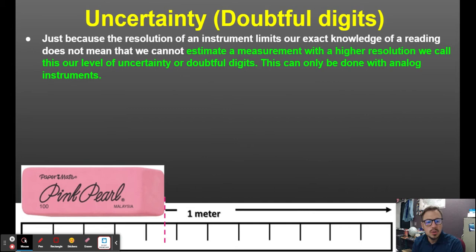Now, you can estimate even further on analog instruments. That is what we call an uncertainty digit, or that doubtful digit. And it's an estimate, a measurement with a higher resolution. We call this our level of uncertainty or doubtful digits, and it can only be done with analog instruments.